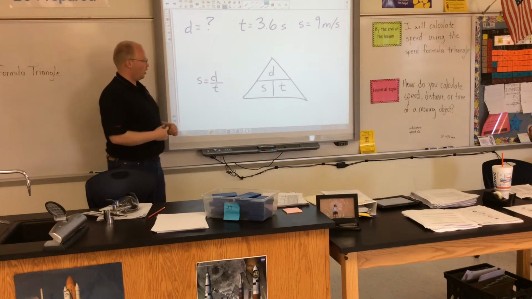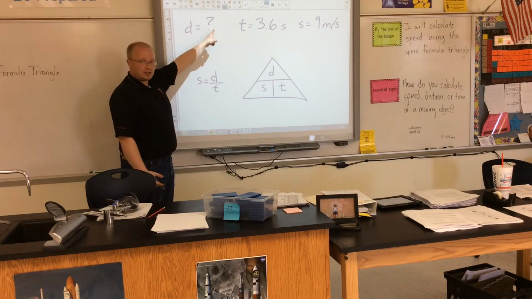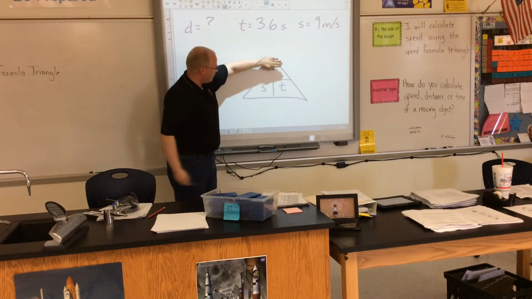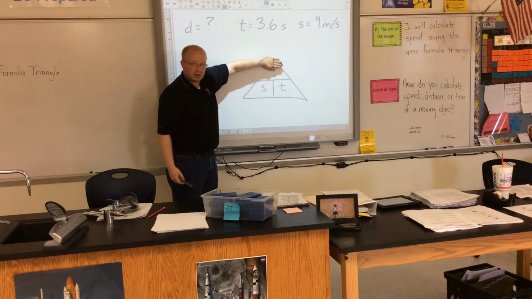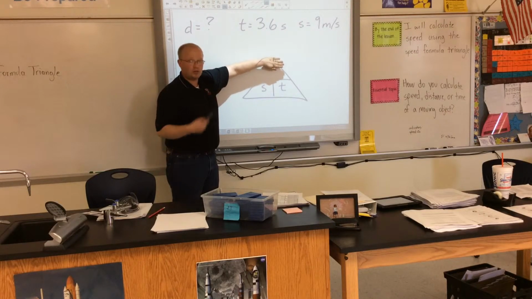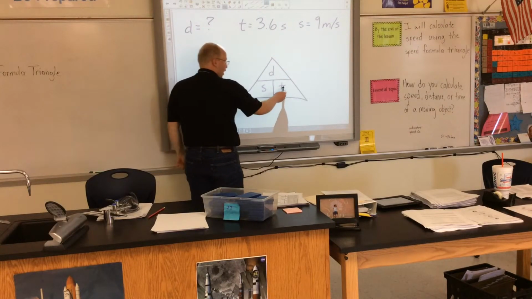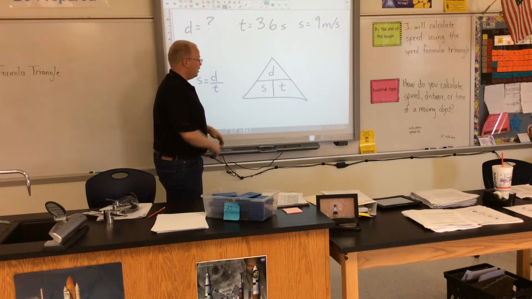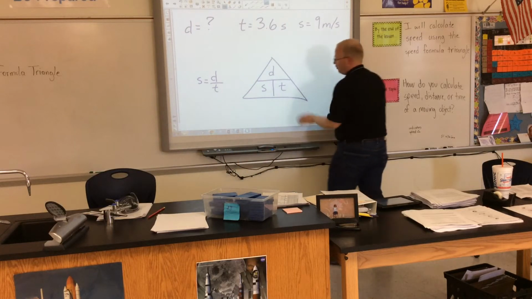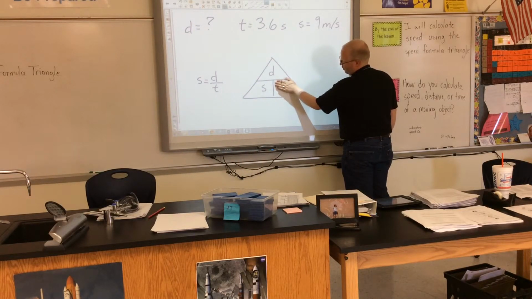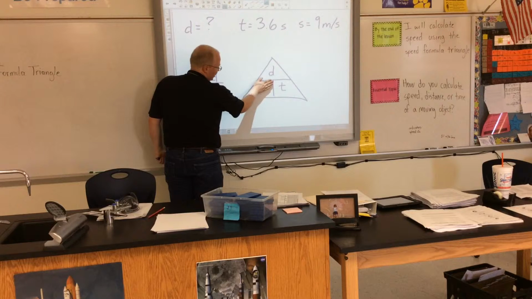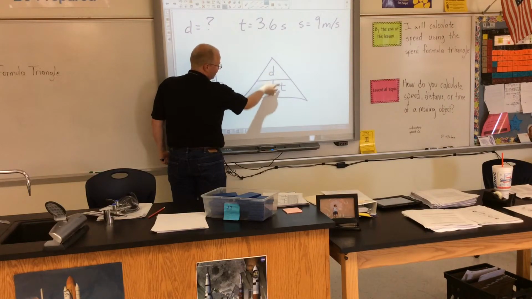And this is how the triangle works. If I'm looking for distance, I'm going to cover distance up. When I cover it up, I'm left with speed and time. Speed and time are right next to each other. Because they're next to each other, I'm going to multiply them. Speed times time gives me distance. You can actually use this triangle for any piece. So if I'm looking for time, I would cover up time. I would get distance divided by speed, because distance is on top of speed. And if I need speed, I can cover up speed. Distance is on top of time, so I would divide distance by time.